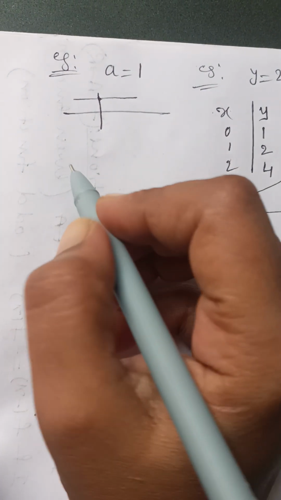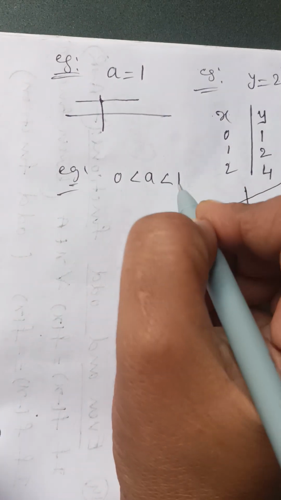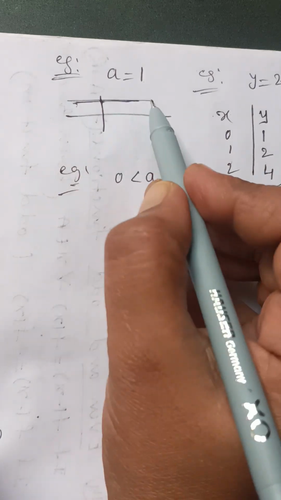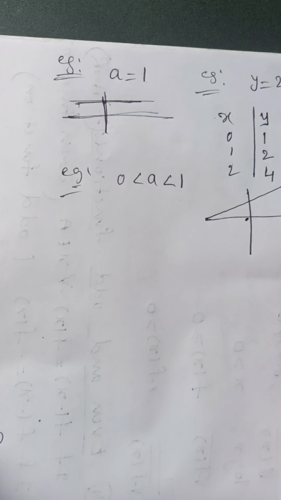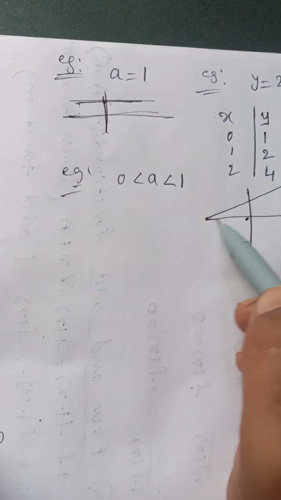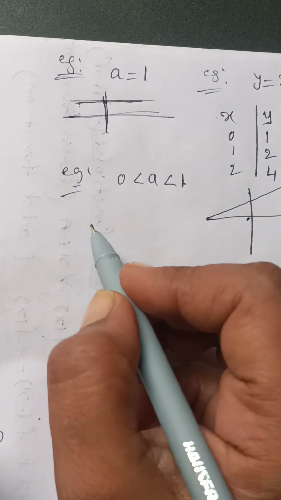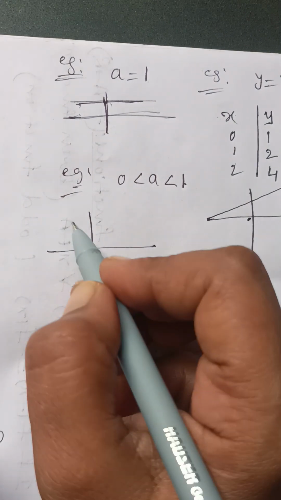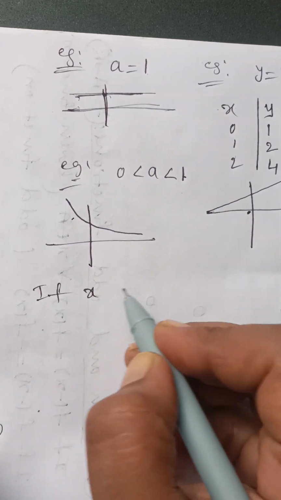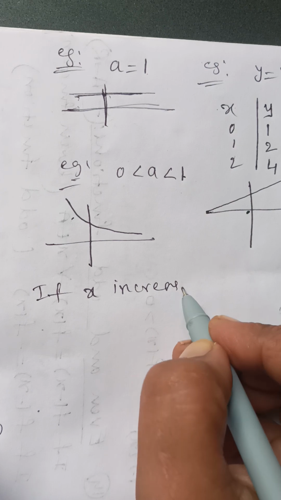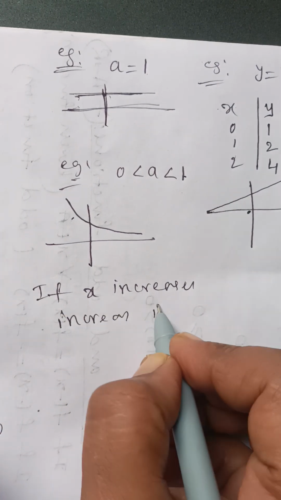The same way for 0 less than a less than 1. For a equal to 1, the graph is like this. For a greater than 1, the graph is an increasing graph, and if a is less than 1, the graph will be like this. So if x increases, then there is an increase in y.